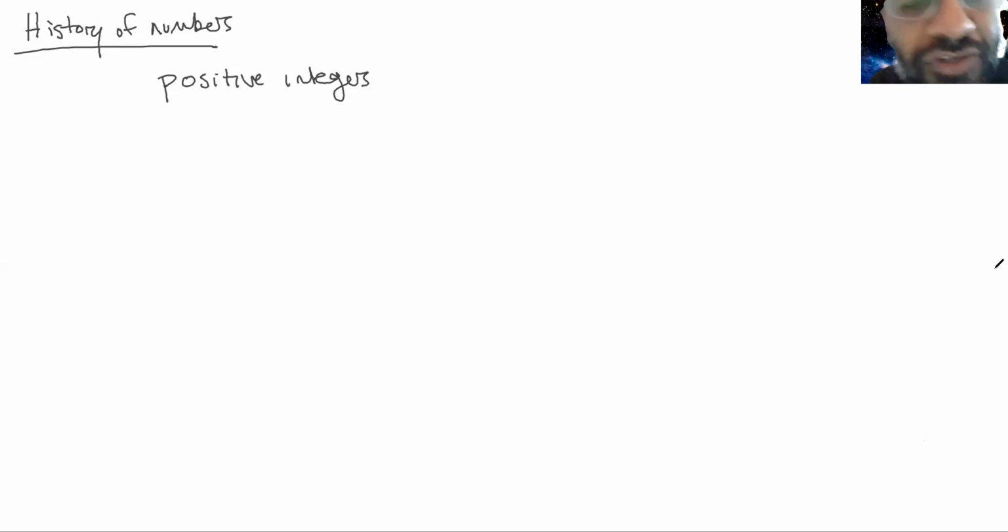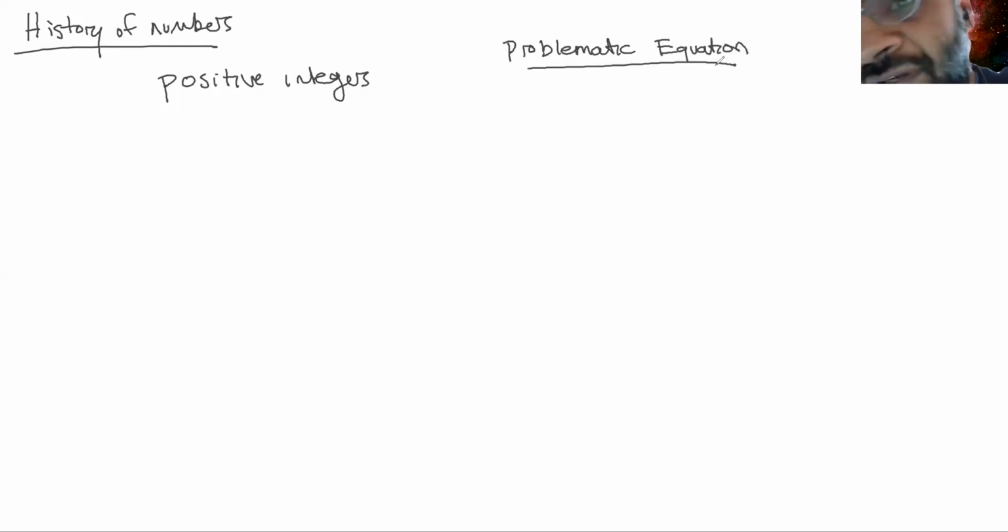Okay, so first people had positive integers. You use them to count things, people were happy. But then people discovered a problematic equation that they couldn't solve just given positive integers. One example of such an equation is x plus 2 equals 0. So what's the number so that when you add 2 to it, you get 0? Well, there are no positive numbers that satisfy that equation.